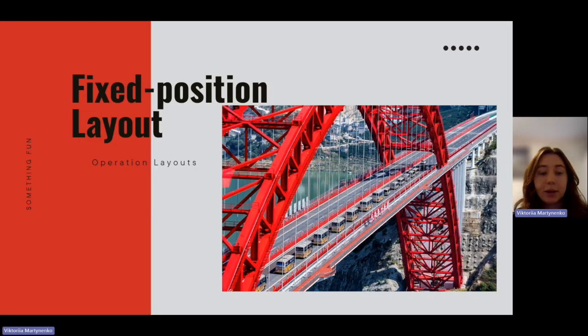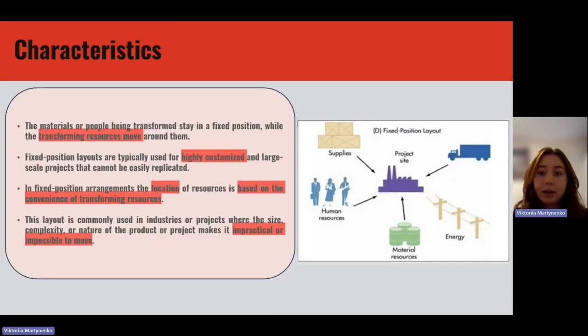One of the types of manufacturing layout is a fixed position layout, which is a type of facility used in the service or manufacturing industry, where the equipment, transforming resources, materials, and labor are arranged in such a way that they are brought to the major components, which means that materials and people being transformed stay in a fixed position.